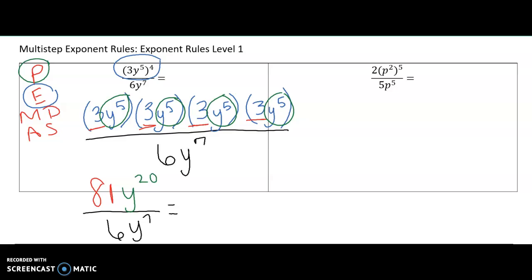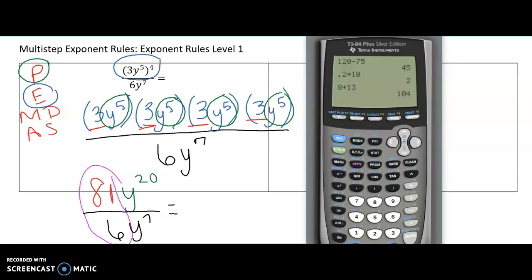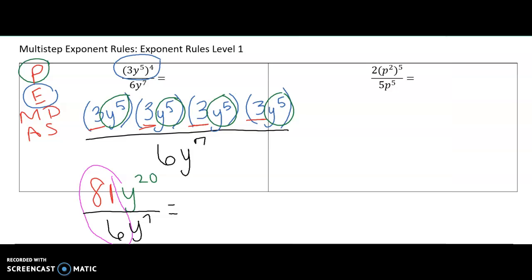We have 81 over 6. 81 divided by 6. So let's see what that gives us, because I know maybe 81 is divisible, not sure. I'm going to make it into a fraction. It is 27 over 2. So that's going to give me 27 over 2. I would have divided both of those by 3. And then we have y to the 20th over y to the 7th.